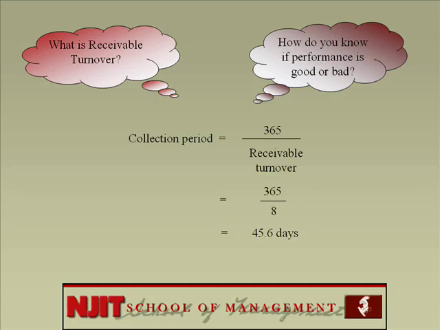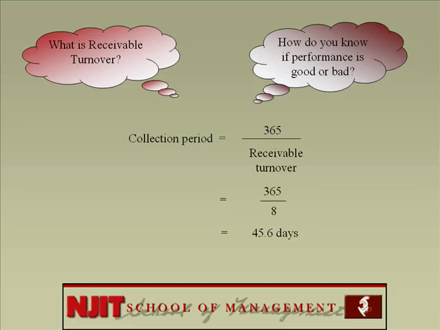Have you tried it? It's tricky, right? What was the formula? Receivable turnover is sales over average accounts receivable. The numerator is easy. It's given to you, 600,000. We're doing it for 2004. So the numerator is 600,000.